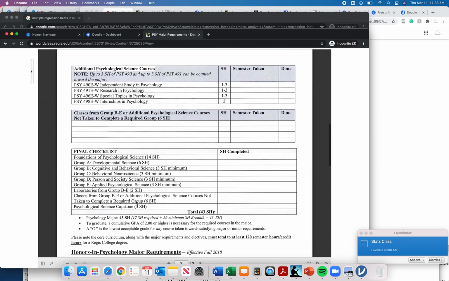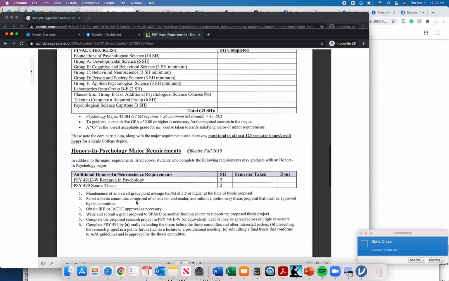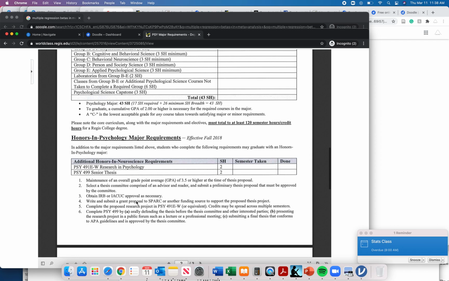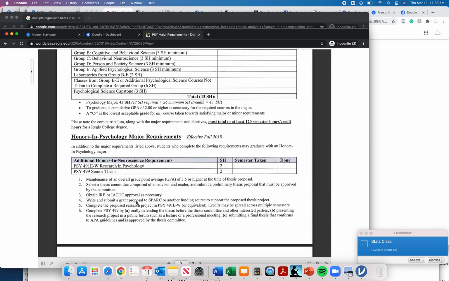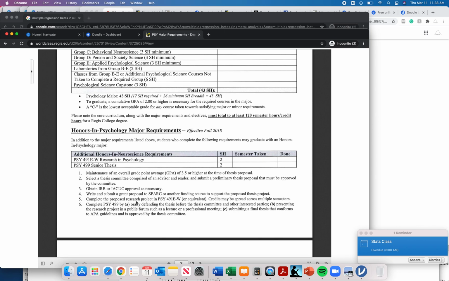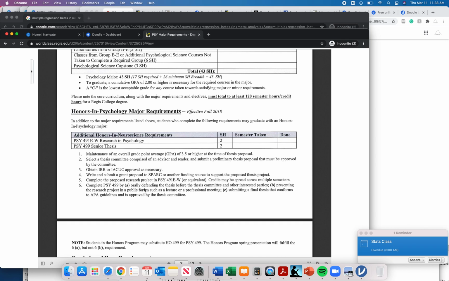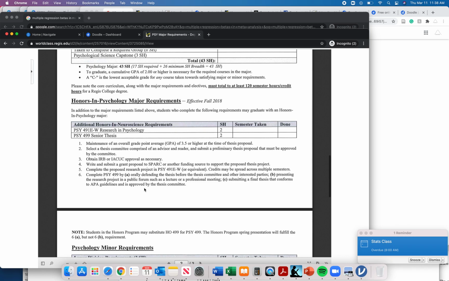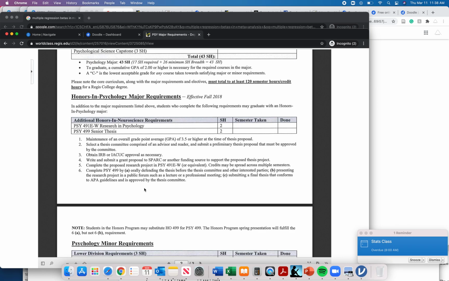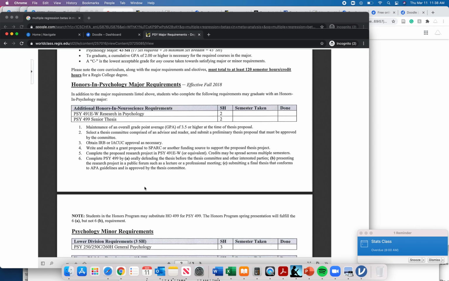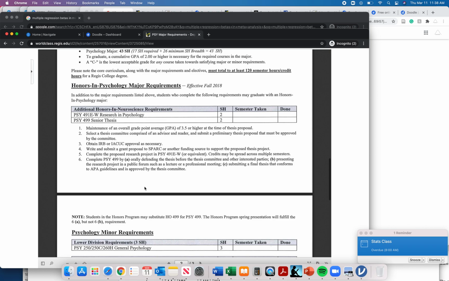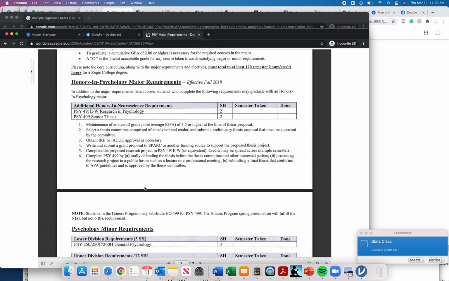Let's go through honors in psychology major requirements. If you want to run a senior thesis, do a project, that's going to be research, right? Then you can get an honors in psychology. That's something that's important to know. All the requirements are here. Maintenance of a good GPA. Select your thesis committee. Obtain IRB, IACUC approval or proposal. Write and submit a grant proposal. That's not that hard. Don't let that scare you. Complete the project, and you complete 499 by orally defending.